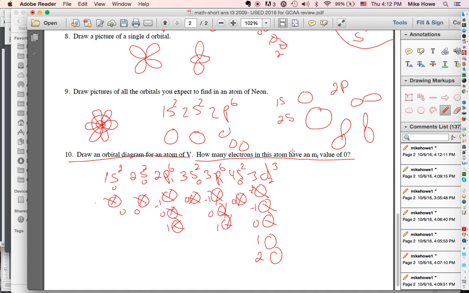So how many of these electrons are in the M equals 0 orbital? So there'll be 2 here, 2 here, 2 here, 2 here, 2 here, 2 here, and only 1 there. So I think we're looking at 13. And that was the last question.